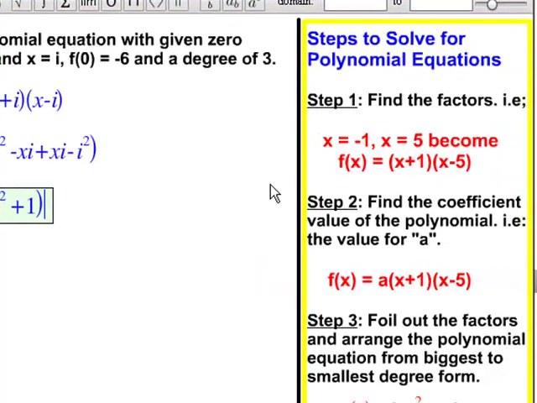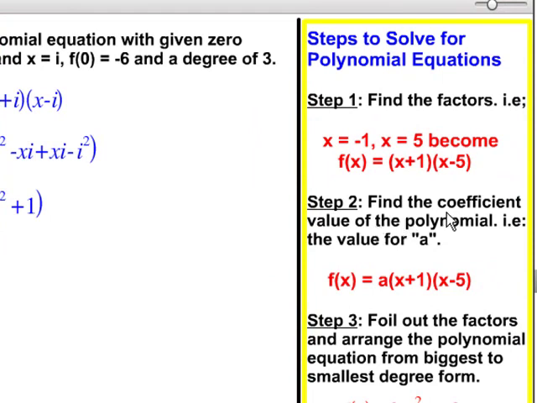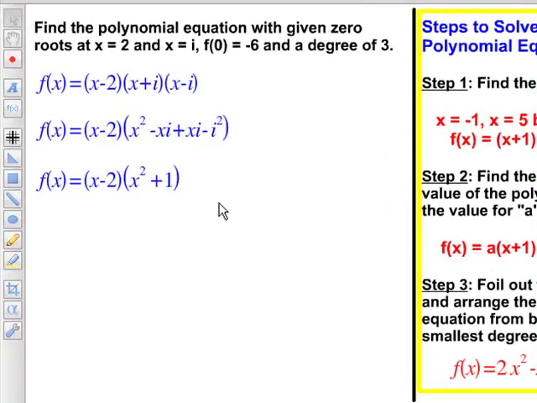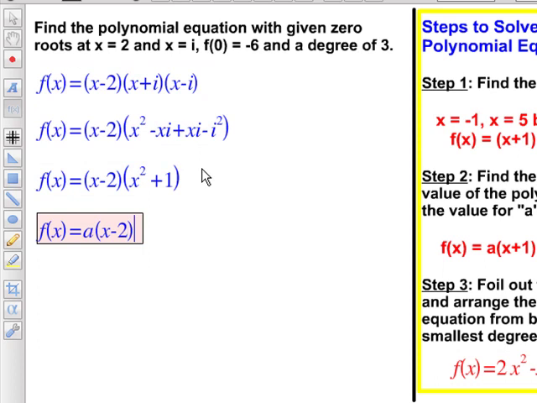Okay, now we found our factor equation. Let's go to step 2 and try to find the coefficient value of the polynomial, that is the value of a in the given example. So what we'll do here is insert an a in front of the factors to find the coefficient of our factors. So we'll have f of x equals a(x minus 2)(x squared plus 1).